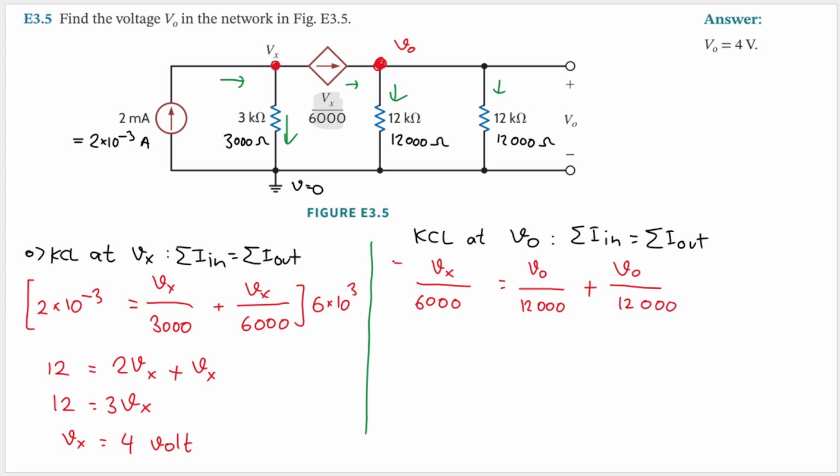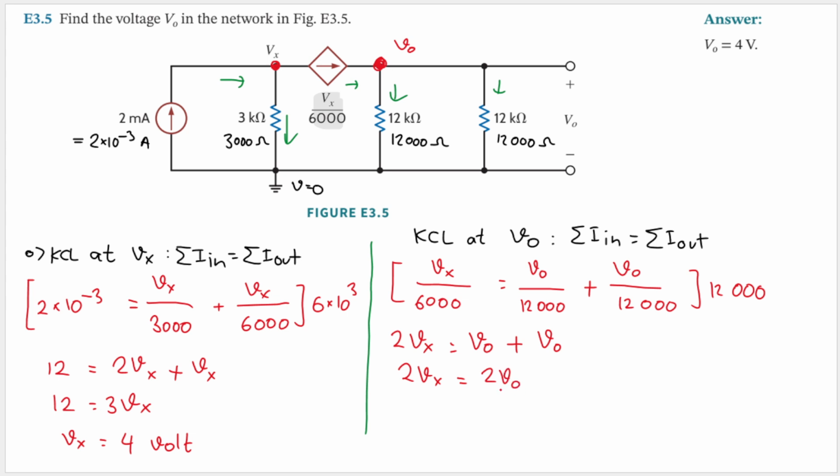Good. Now we can multiply both sides by 12,000. 6,000 and 12,000 will cancel into 2. So we write 2Vx. And then 12,000 with 12,000 will cancel out, so we will have V0. And the same is here: V0 divided by 12,000 multiplied by 12,000, they will cancel each other out. So we'll have plus V0. Okay, so now we will have 2Vx is equal to 2V0.